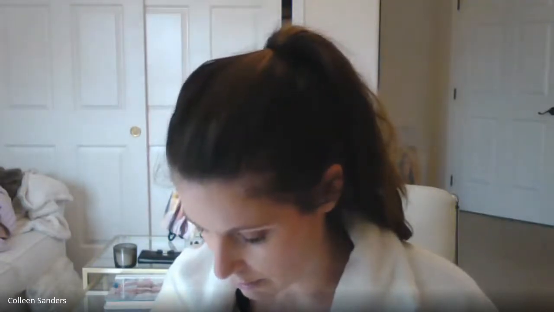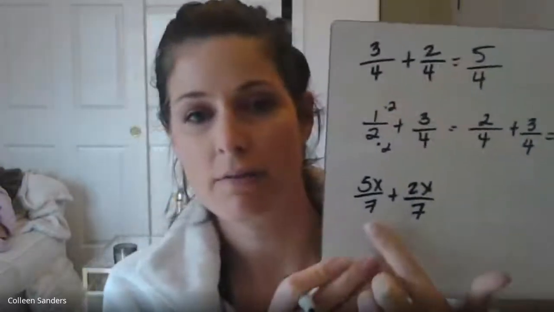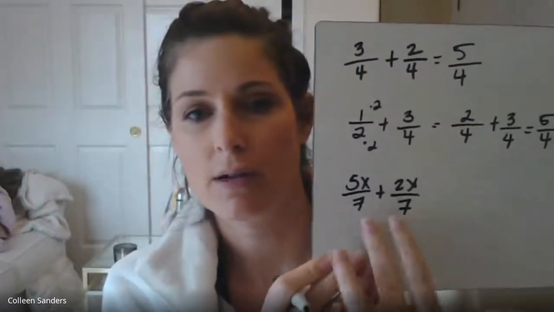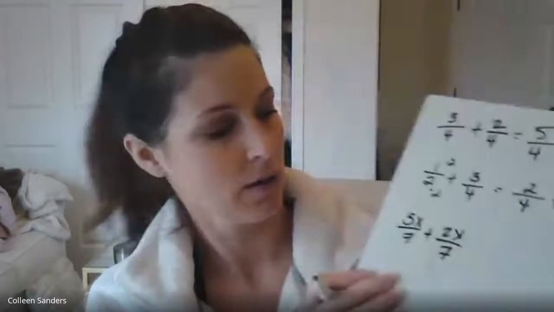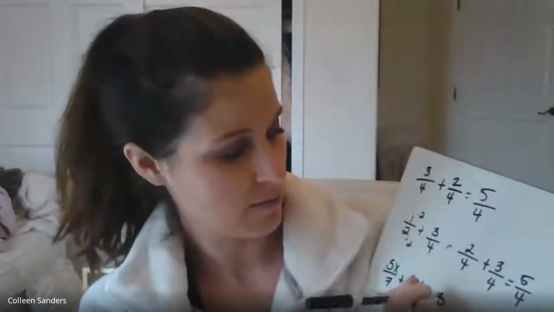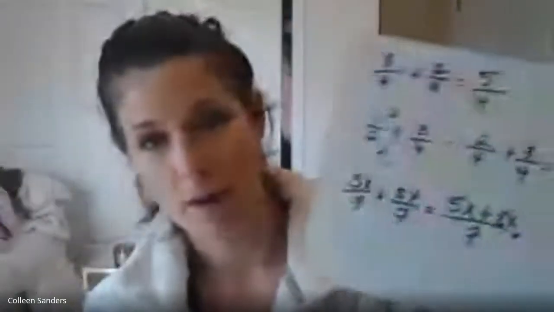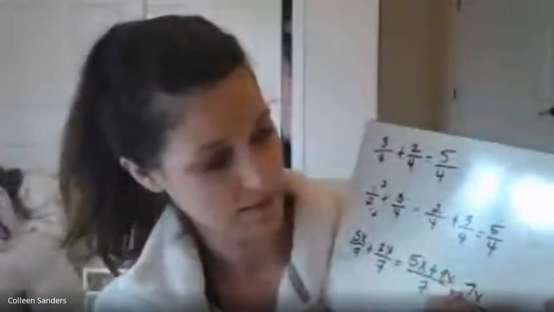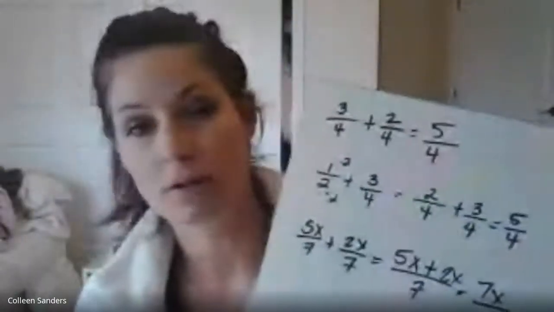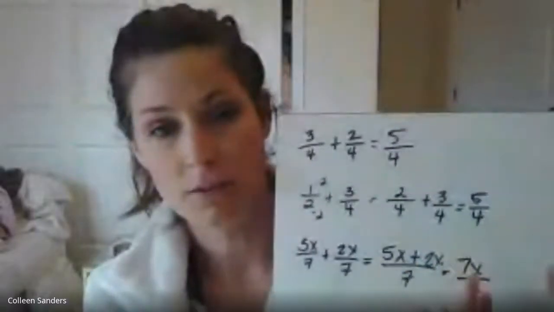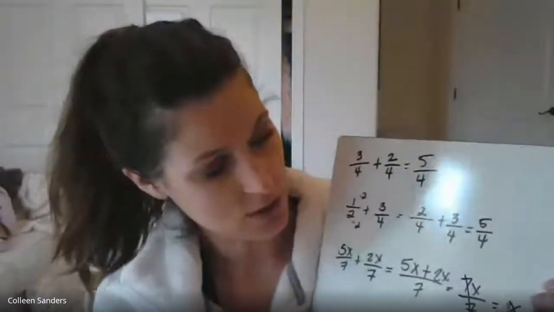Something like, we'll just start with something easier. So 5x over 7 plus 2x over 7. Again, they have the same denominator, so we can just add those. It'd be 5x plus 2x, which I can combine. So that'll be 7x. And then since this is all multiplication, I can cross off those 7s, and this would just be an x.